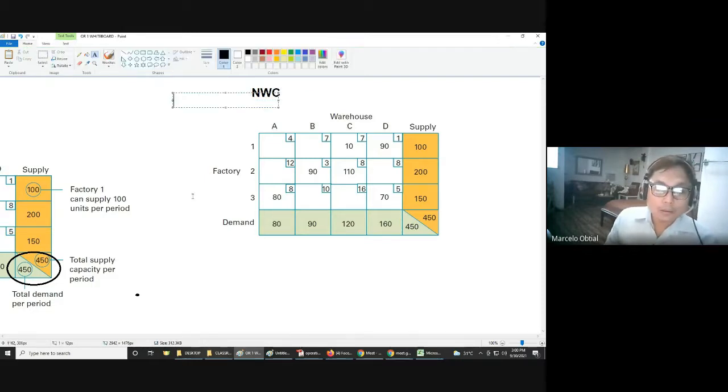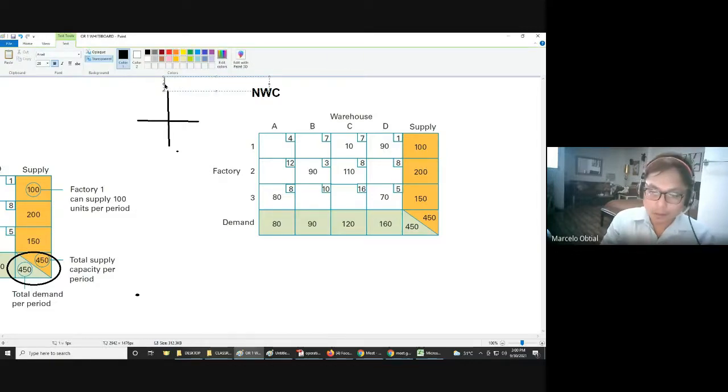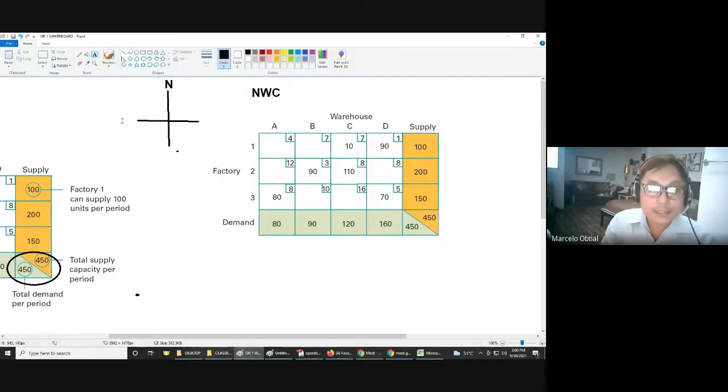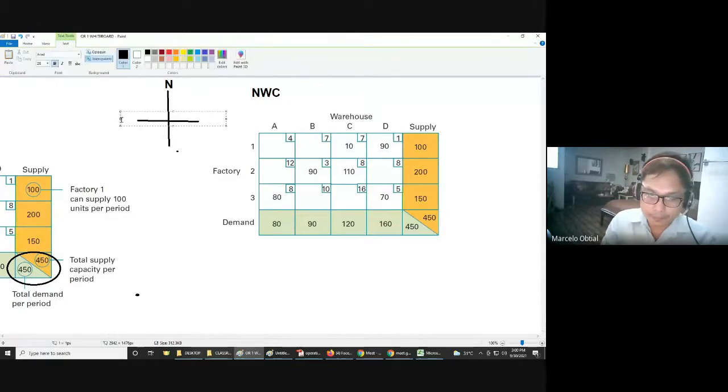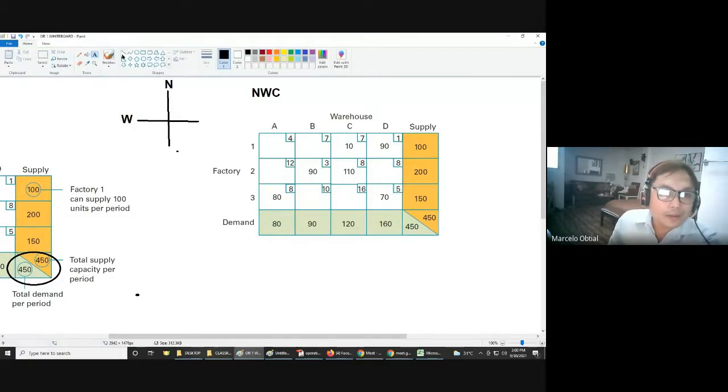Because we're talking about directions here, in the northwest corner rule, where is the most northwest? This is north. This is west. So our northwest is here. That's the northwest. So in terms of position, let's start.